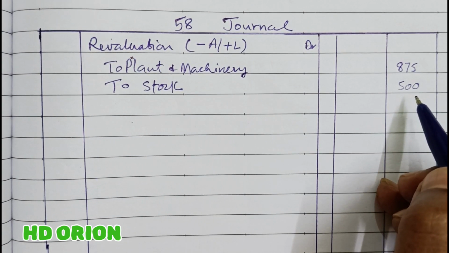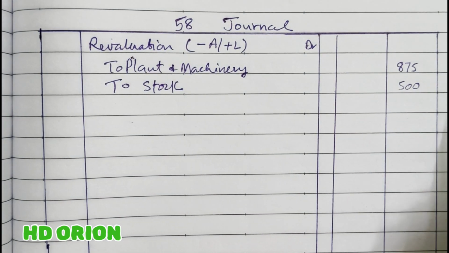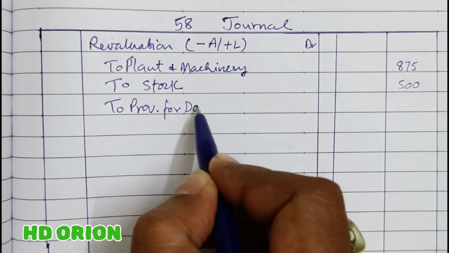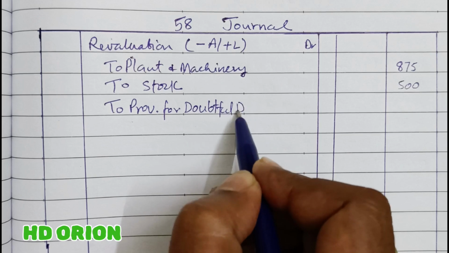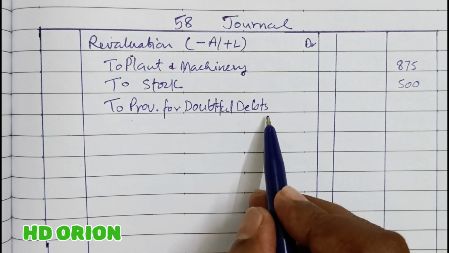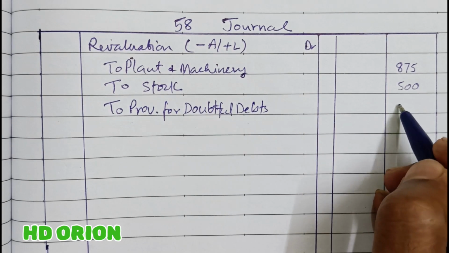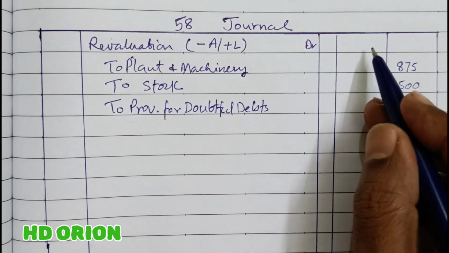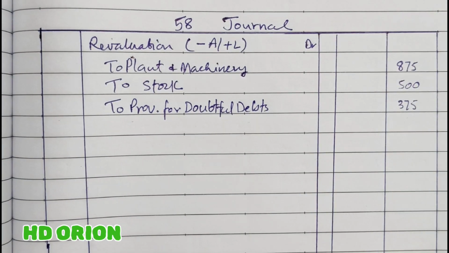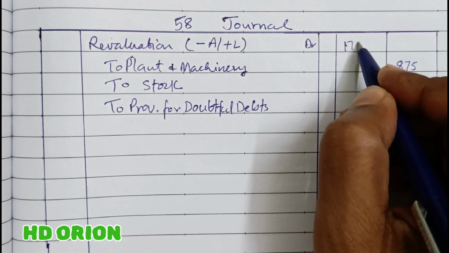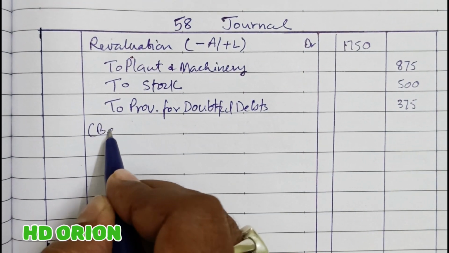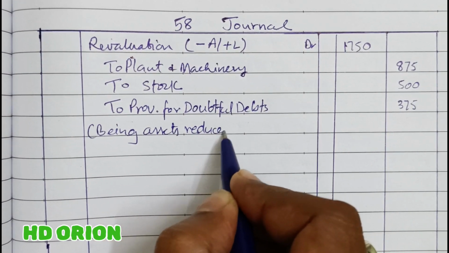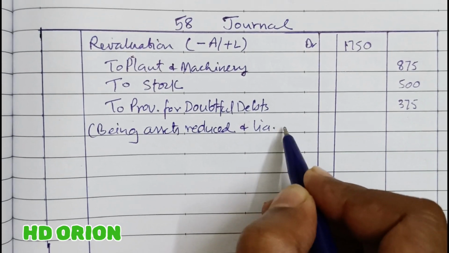At the same time, in point C, it is written that a provision for doubtful debts is to be created. So, to provision for doubtful debts. It is a liability and it is created on debtors and it is 375. Fine. So, with this total amount, revaluation account will be debited 1750. Being assets reduced and liability increased.